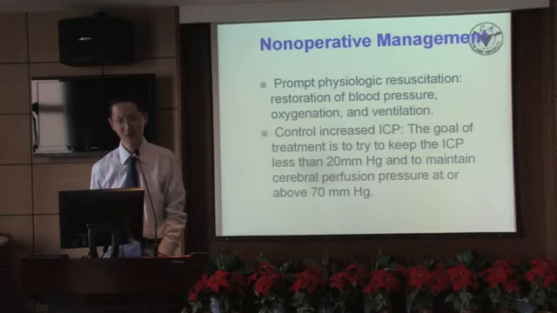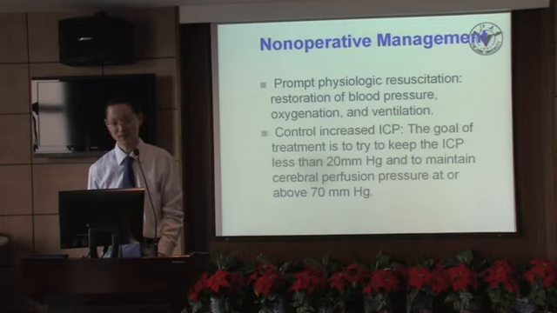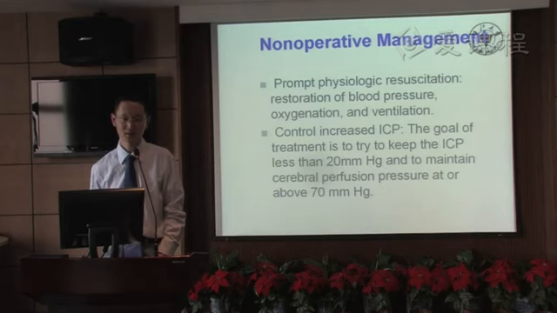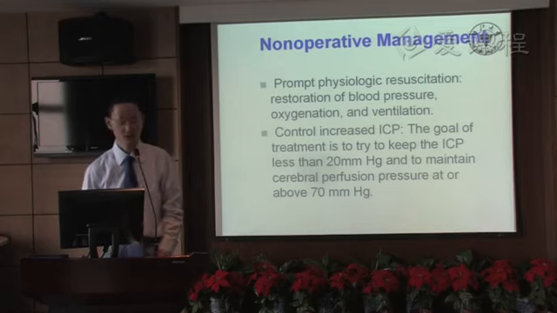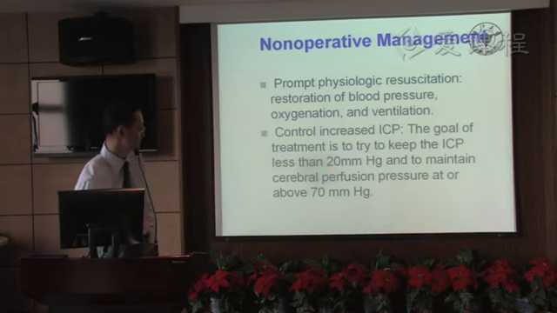When no operative lesion is found by CT, which occurs in approximately 70% of cases, the patient is treated by medical treatment, primarily directed at normalization of ICP. The goal of control of ICP is to try to keep ICP less than 20 mmHg and to maintain cerebral perfusion pressure at or above 70 mmHg.